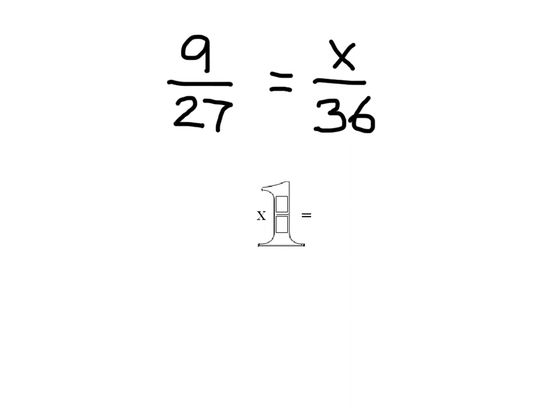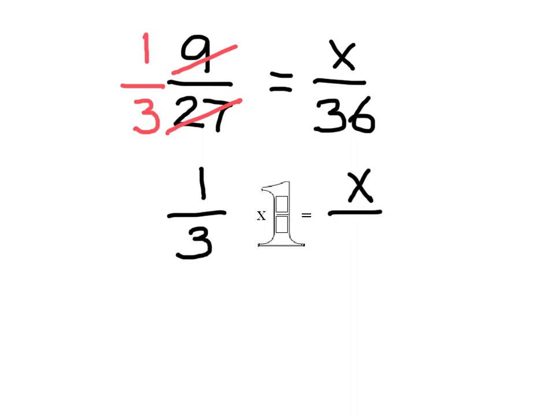Pause your video, then restart it to check your answer. Welcome back from pausing the video. So 27 does not multiply evenly into 36. So let's try reducing 9 over 27. Let's divide by 9. This will reduce to 1 over 3. All right, so now we have a proportion that would allow us to use the giant 1 method.